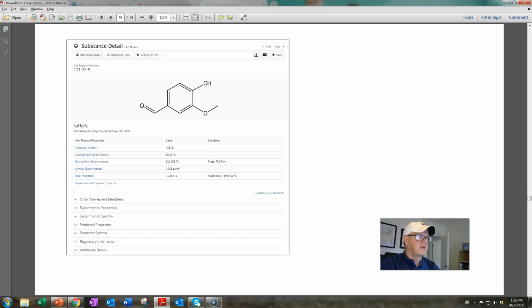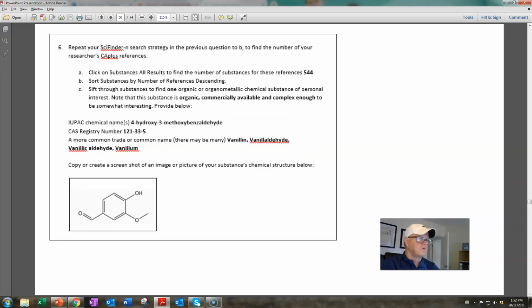So you have to grab the CAS registry number, the structure, and the name as well. So here's the answer to that set. I found 544 substances for those articles. I picked this one, IUPAC, a chemical name. Sometimes, I don't know about you, but I can't do naming conventions, and sometimes it gets really complex, but that's the IUPAC name. There's other names that you could use, and there's the registry number, and there's the screenshot of the structure of that particular compound.